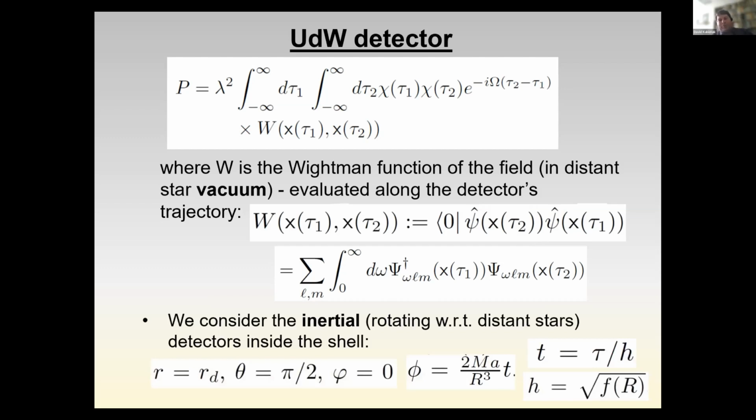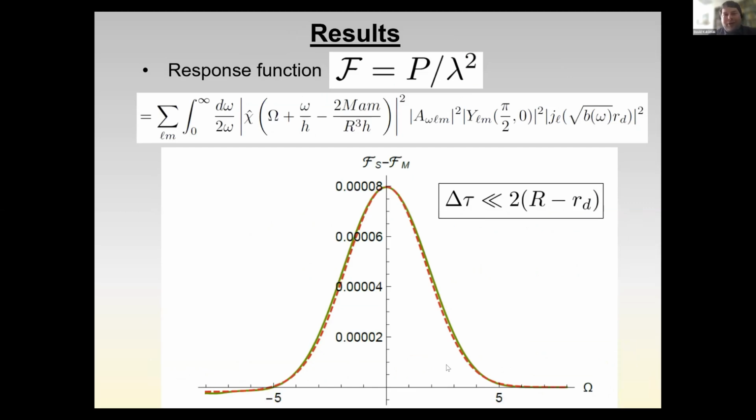So now we place the detector inside the shell. We put it at some distance from the origin and some distance from the shell, and then we place it at theta equal to pi half, and it's an inertial detector inside the shell. Of course, that means that the detector actually rotates with respect to distant stars by this phi over here. And so here are the results.